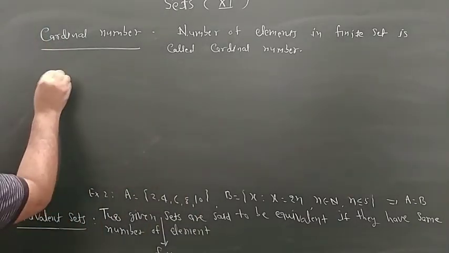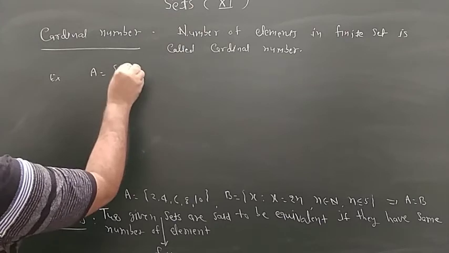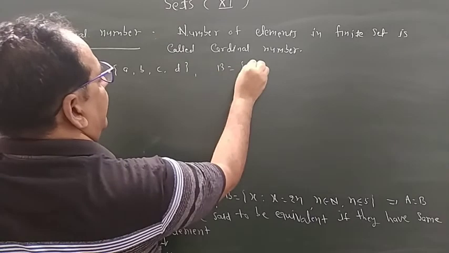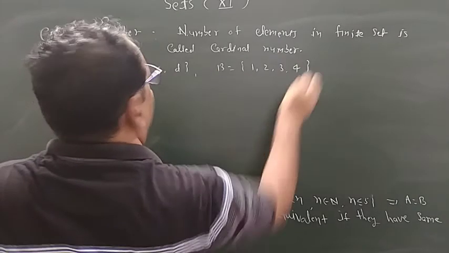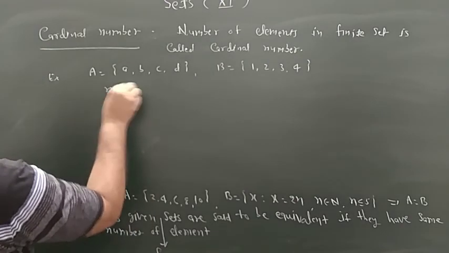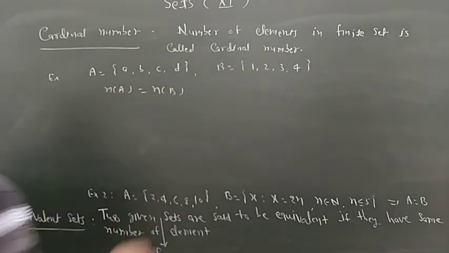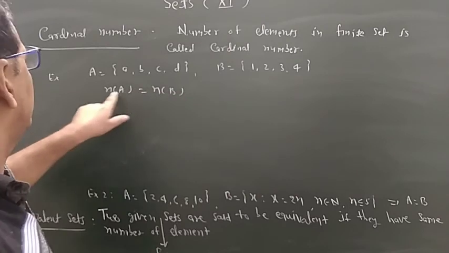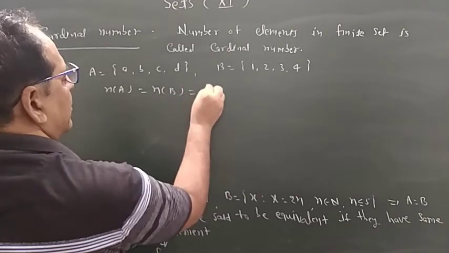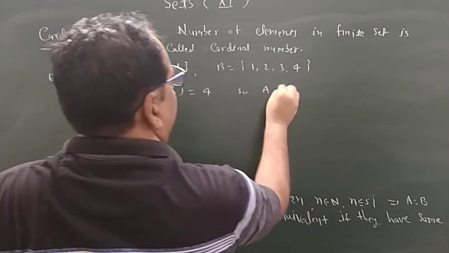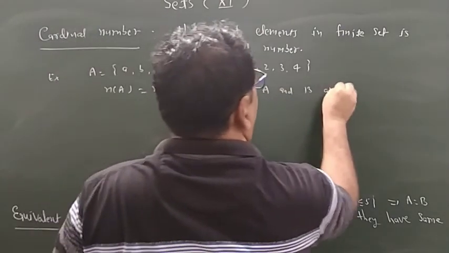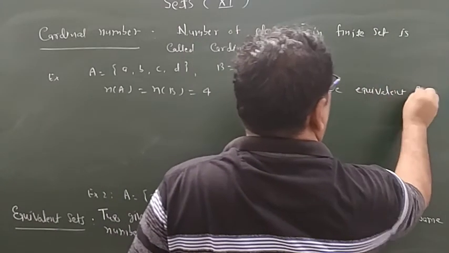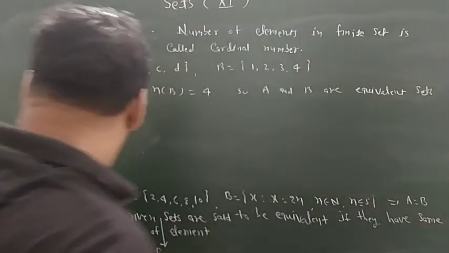For example, A equal to {a, b, c, d}, B equal to {1, 2, 3, 4}. So here n(A) equal to n(B). Both sets are finite, and a cardinal number can only be found for a finite set. So n(A) equal to n(B) equal to 4. So A and B are equivalent sets. So this is the definition of equivalent sets.